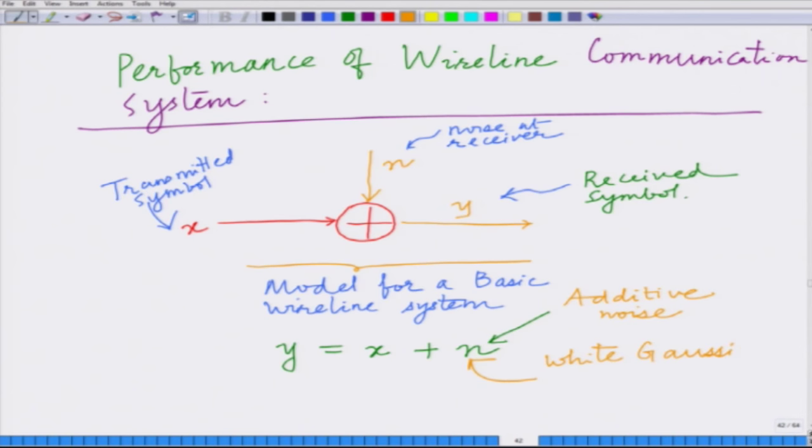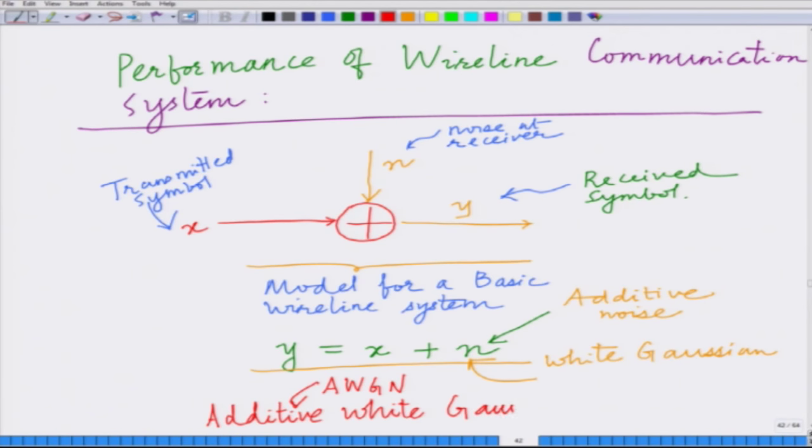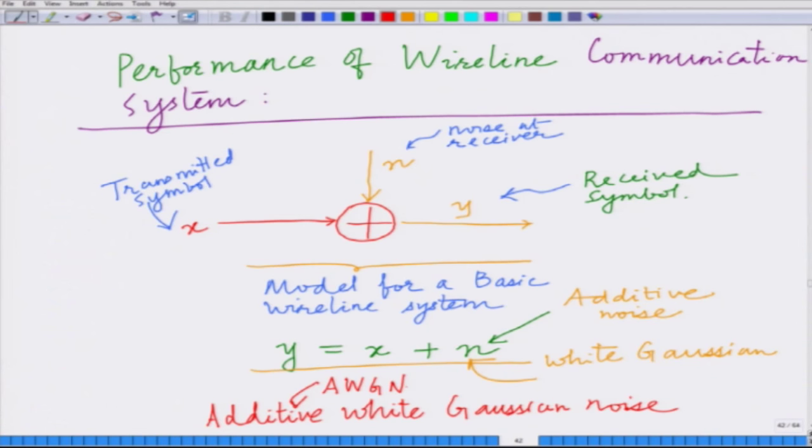then this system is known as an additive white Gaussian noise channel, an AWGN channel, which represents additive white Gaussian noise. So the noise is additive in nature. If in addition the noise process is white Gaussian, that is, it has a Gaussian probability density function, then this noise is known as additive white Gaussian noise, and the system model is known as an additive white Gaussian noise channel, abbreviated as AWGN. This abbreviation is frequently employed.